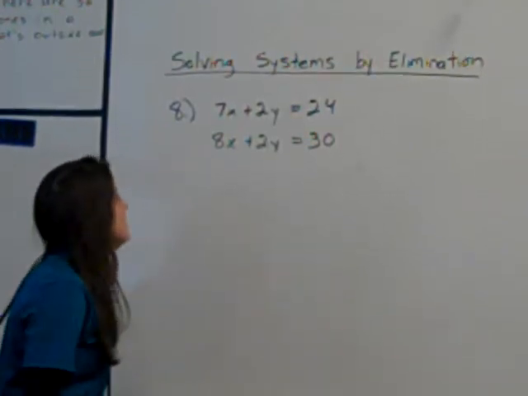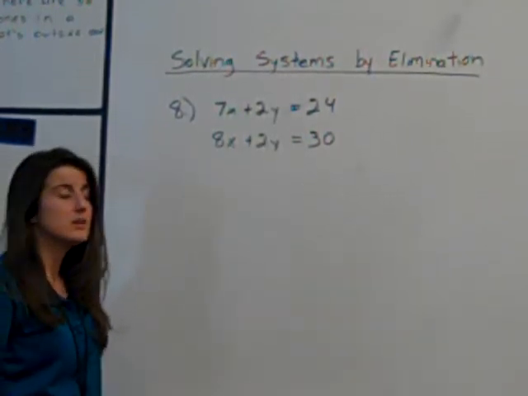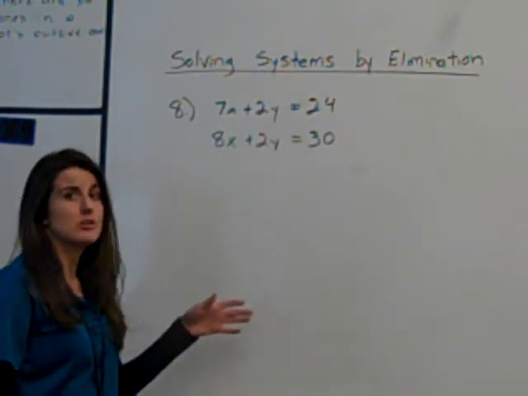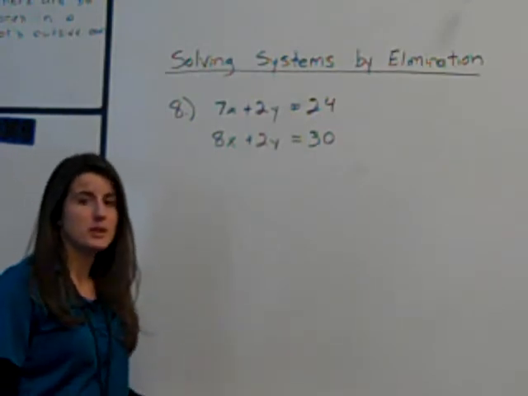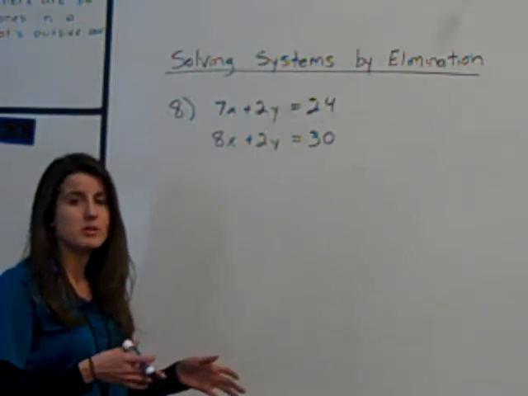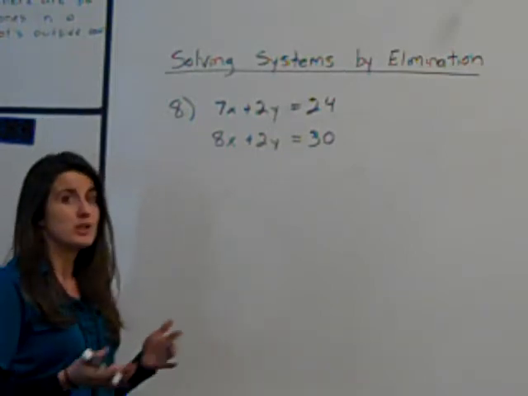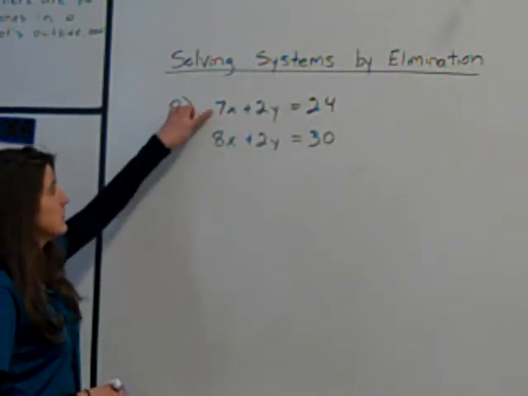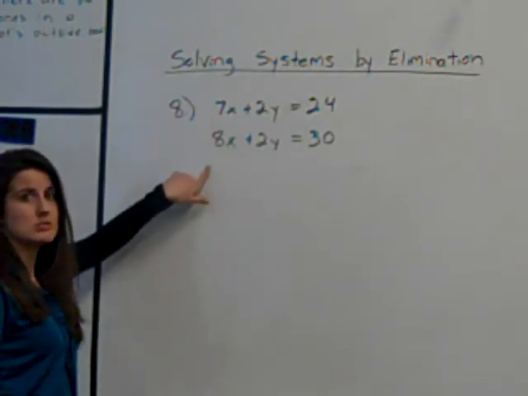So we're going to go over number 8 from your assignment on solving systems by elimination. The first thing that you got to look for, so step 1, is determine if either your x values or your y values have the same number with opposite signs. So if we look here, our x's have different numbers. So you have 7x and 8x, so those aren't the same.